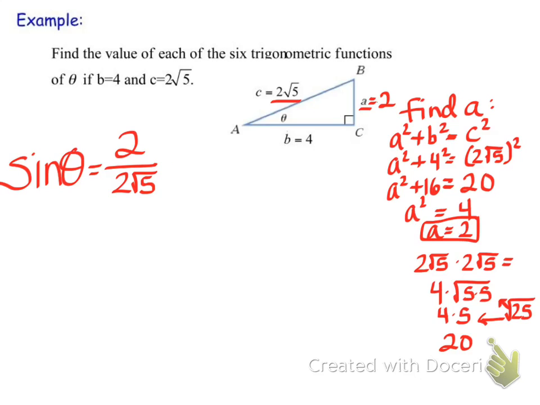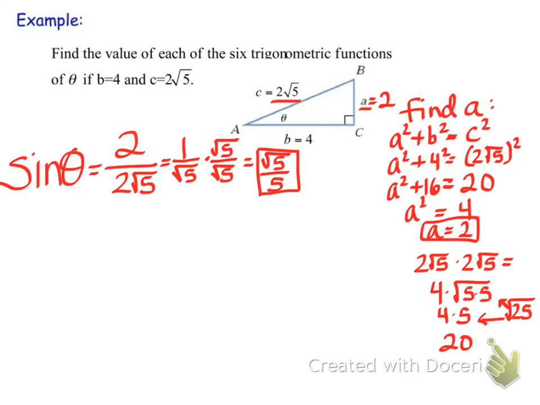So a will of course be positive. So now I'll plug that 2 back into my sine function. I see the answer is 1 over square root of 5, but that's improper, so I want to make sure I make that proper like we talked about at the beginning of the school year. So I multiply top and bottom by the square root of 5 to get the square root of 5 over 5 as my result. So that's the sine of theta.